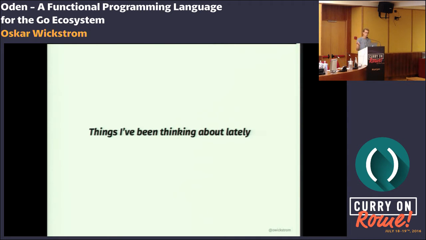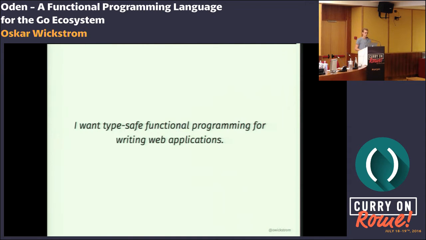I've been thinking about some things the last couple of years, and I just want to throw them at you so you get a sense of where I'm at. And here are those thoughts in no particular order. So I want type-safe functional programming for writing web applications and servers, because that's mostly what I do. And well, Haskell is perhaps my favorite option right now. I don't really get along with Scala. I shouldn't say too much about that. Controversial, perhaps. I think it's too complex.